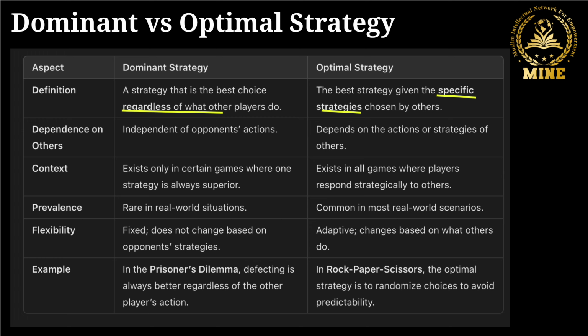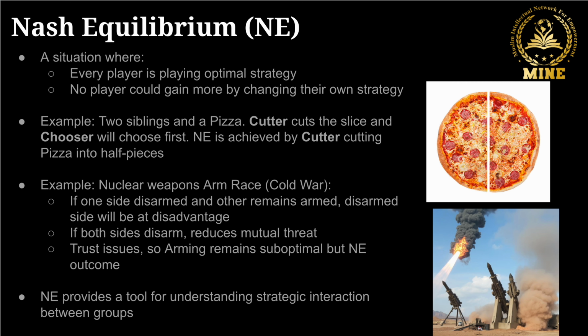Okay, so now let's look at the Nash equilibrium. When every player is playing their optimal strategy, we reach what is called the Nash equilibrium. To illustrate the Nash equilibrium, imagine two siblings who have to share a pizza. One sibling will cut the pizza. We will call him or her the cutter, and the other will choose the piece first, and we will call them the chooser. So the Nash equilibrium for this scenario is that the cutter will cut the pizza into exactly two equal slices.